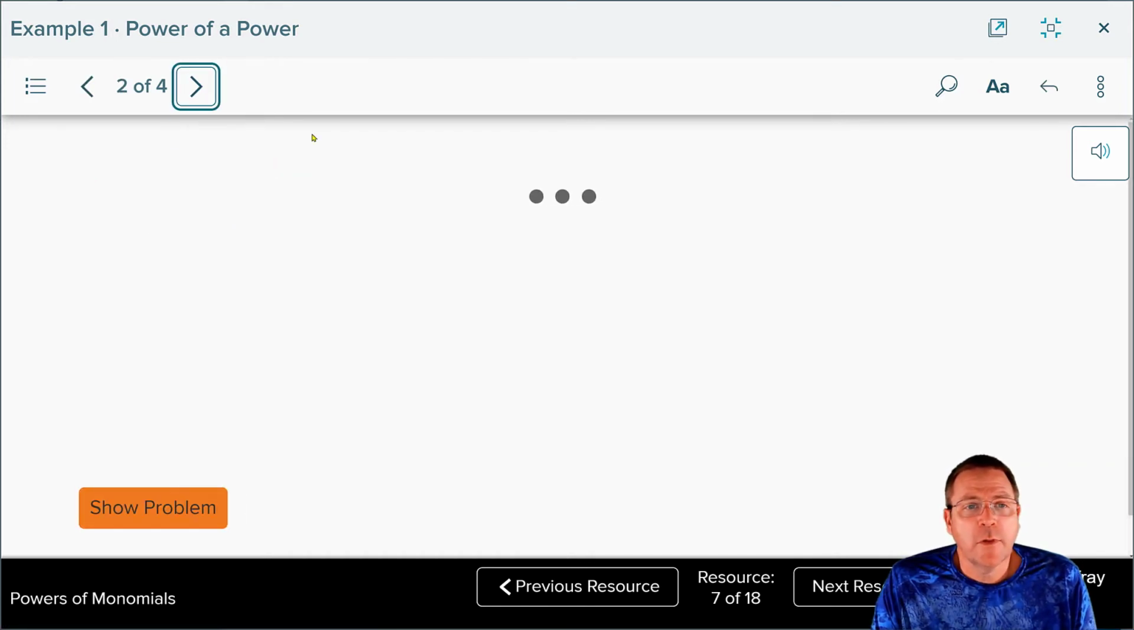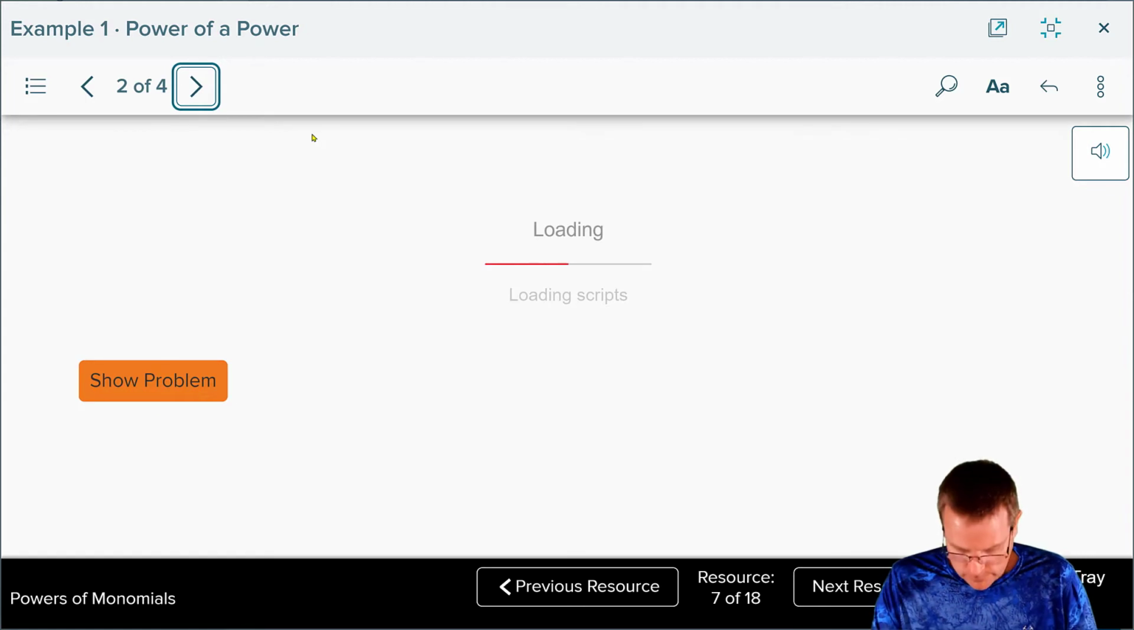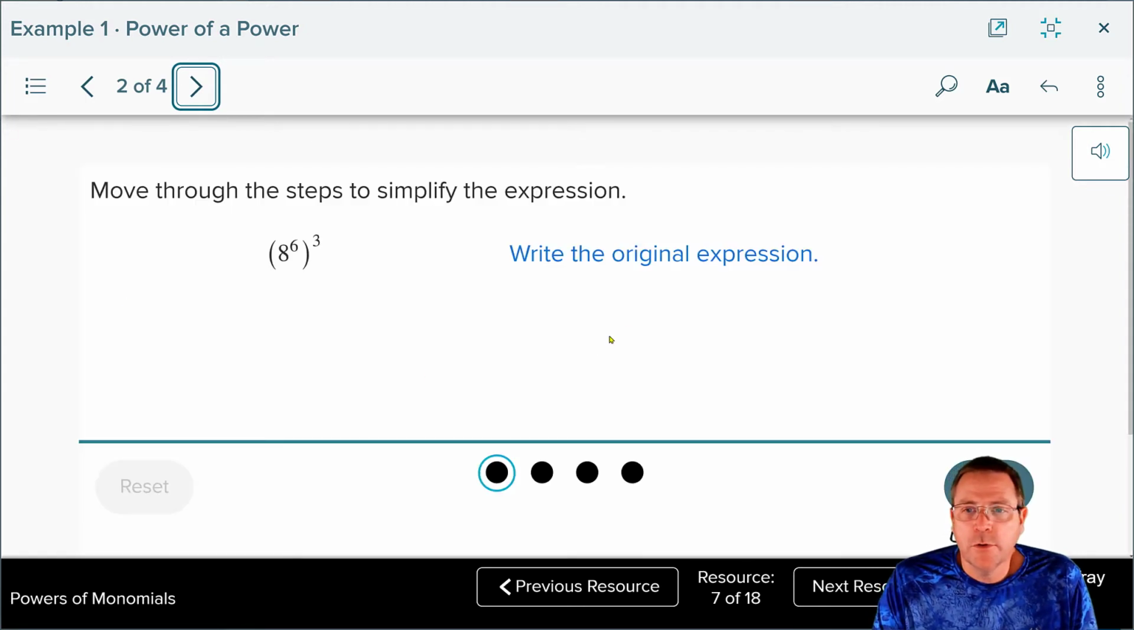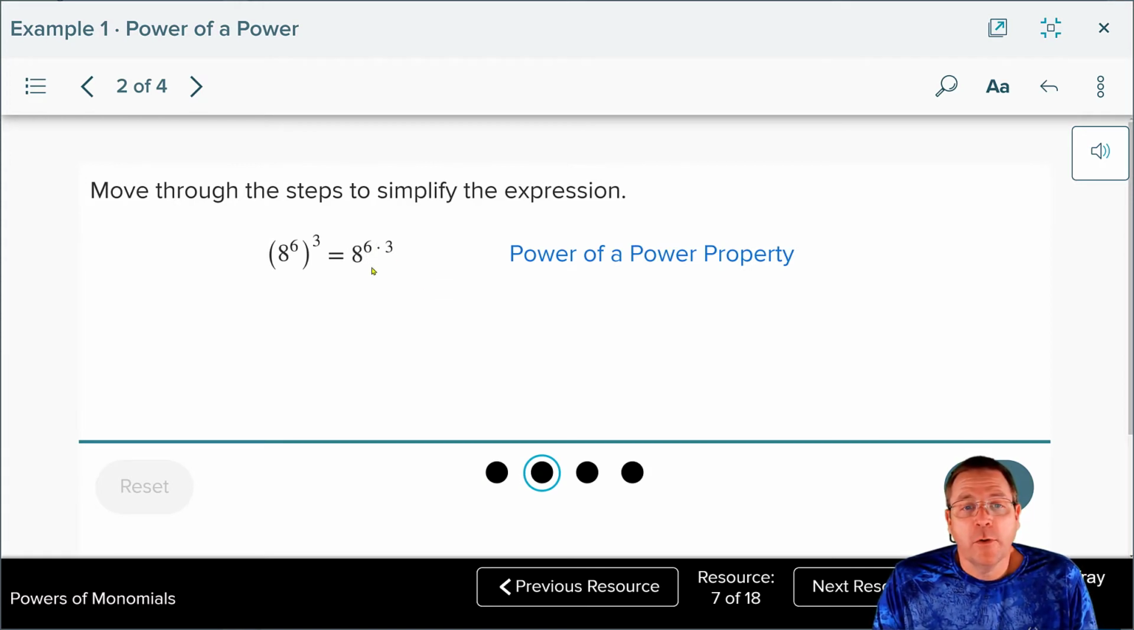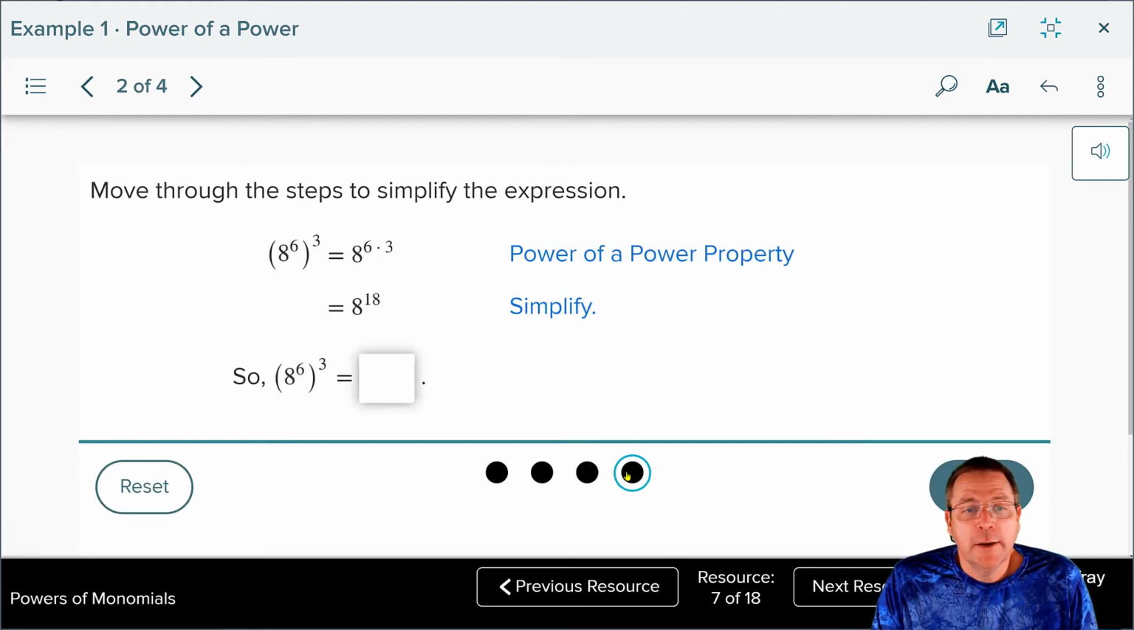So my very next slide is going to say to write your original expression, just like I've told you to do. Next, showing your work, you're going to be using the power of a power property. You must include this in your supporting work, 8 to the 6th times 3, and then that's going to go on to your final answer, 8 to the 18th. And if you wanted to type that 8 to the 18th in there, go ahead. I'm not going to because they give it to us right here. So 8 to the 18th is going to be our final answer on that.